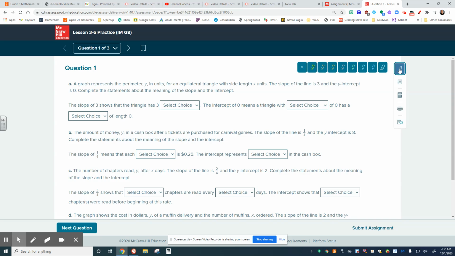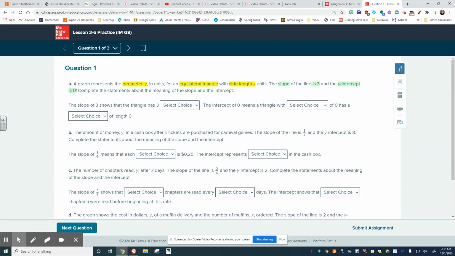Let's look at a couple of key pieces of information first right here. We have perimeter as y. We know this is an equilateral triangle, which is a big deal. It means all the side lengths are the same and the side lengths are x units long. A couple of different pieces of information. We know that the slope is 3 and the y-intercept is 0. So let's complete some statements about the meaning of the slope and the y-intercept.